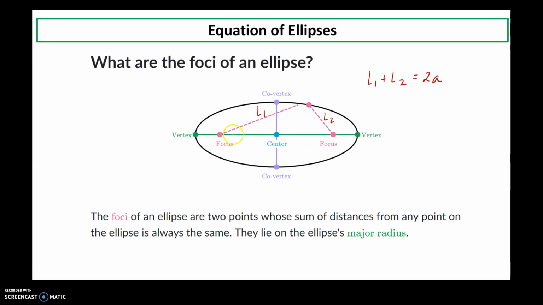Okay, so it's about the foci. They're the fixed points that the actual ellipse is created from. And where I found this, it says on the major radius, we call it the major axis. Okay, so depending on your resource, they could use different terms for that. Now let's look at some examples.